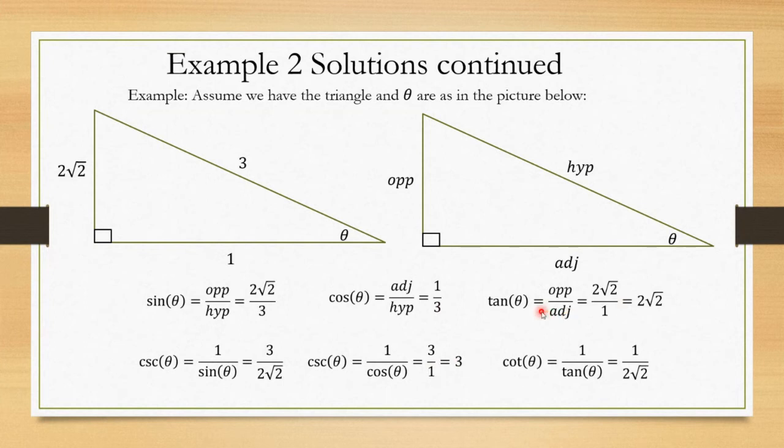Tangent of theta, right? That's opposite over adjacent. Opposite divided by adjacent. We have 2 radical 2 over 1, which is 2 radical 2. For cotangent, that's 1 over tangent, right? Meaning you do 1 over tangent, and that's just 1 over 2 radical 2. So that's what we get.